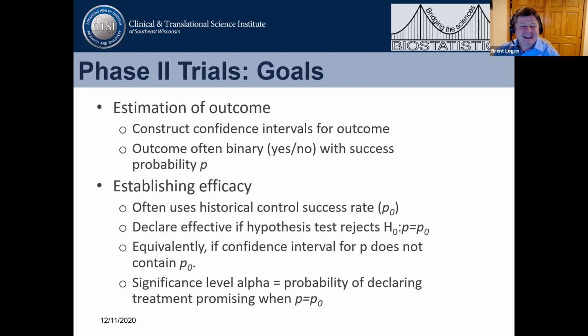The hypothesis test framework can be set up as a null hypothesis that the success rate or response rate is equal to P0, which is the same as the historical control rate, against the alternative that it's better. That's equivalent to whether a confidence interval for the proportion does not contain P0. When you frame this as a hypothesis test, your significance level alpha is the likelihood of declaring the treatment promising when P is equal to P0. So that's your false positive rate.